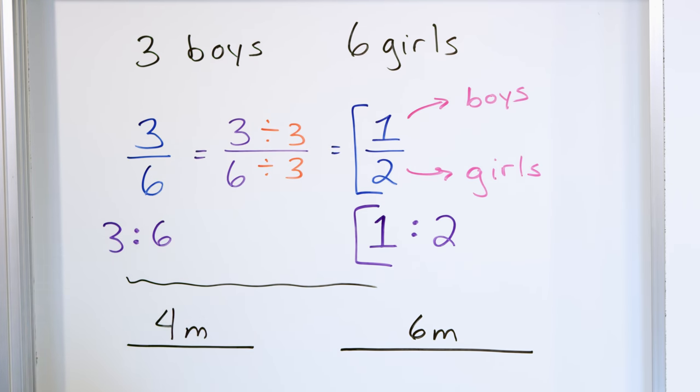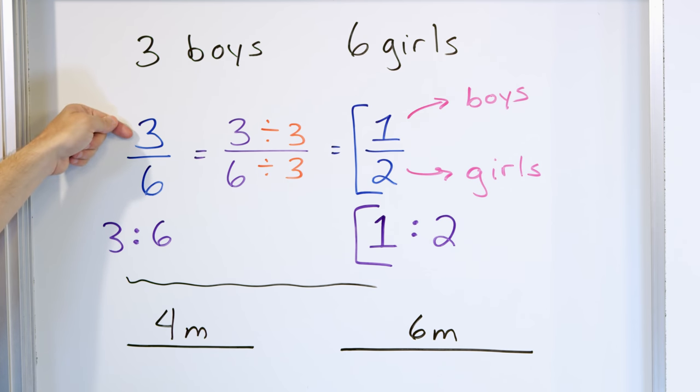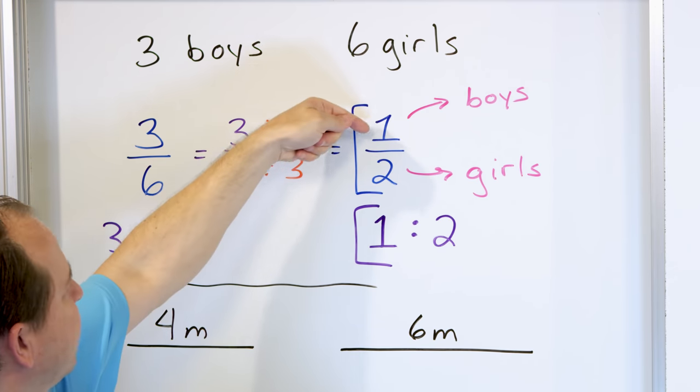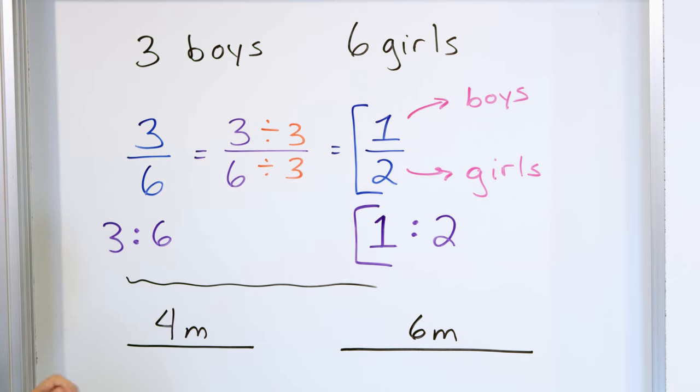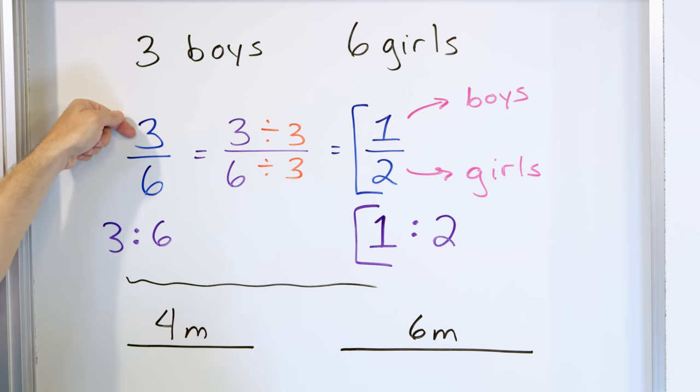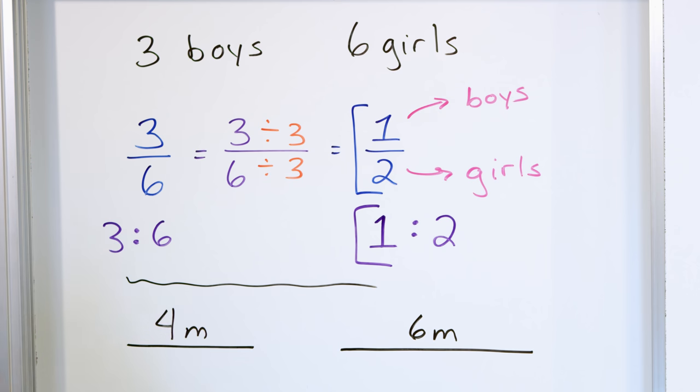Or you could look at it and say, we always have half as many boys as girls, right? That's what the ratio 1/2 really means, with the way we're writing it this way. 3 to 6 reduces to 1 compared to 2, and that means that the ratio of boys to girls is 1/2. That really means there's always half the amount of boys as we have for girls.